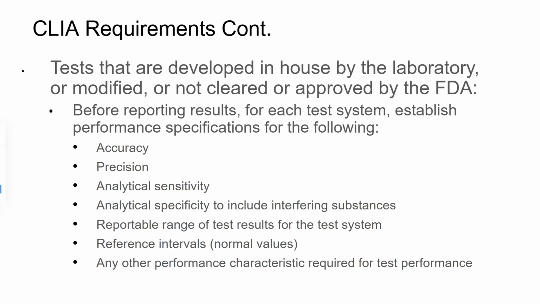For tests that are developed in-house by the laboratory, or modified, or not cleared or approved by the FDA, before reporting results for each test system, establish performance specifications for the following: accuracy, precision, analytical sensitivity, analytical specificity to include interfering substances, reportable range of the test results for the test system, reference intervals or normal values, and any other performance characteristic required for test performance.